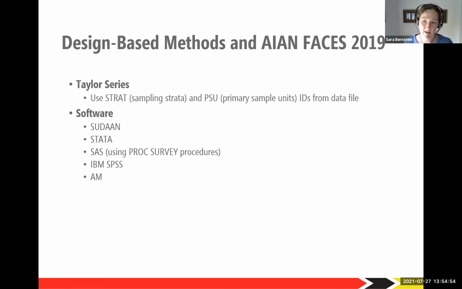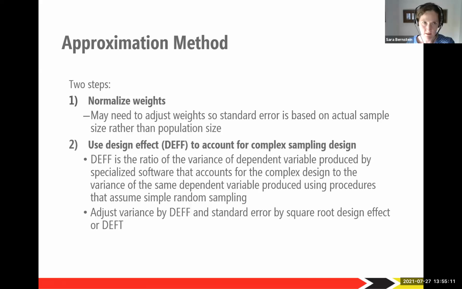Many software packages allow the use of sampling weights when you're doing regression analyses. However, when conducting regression analyses using AIAN FACES data, you want to use a software package that uses a Taylor series method when you're calculating the standard errors of the regression coefficients. So whenever possible, you should use the Taylor series method to calculate your standard errors for weighted estimates from the study. If that's not possible, you can use an approximation method.